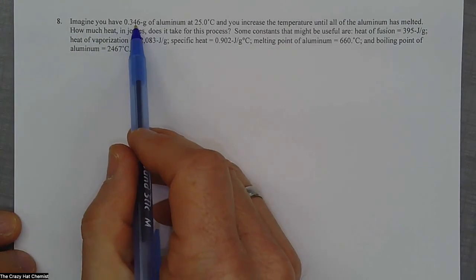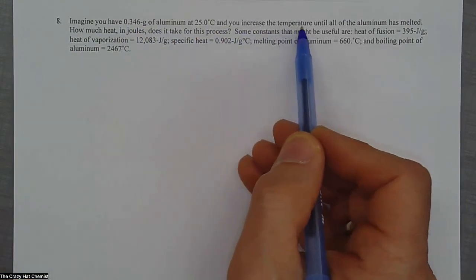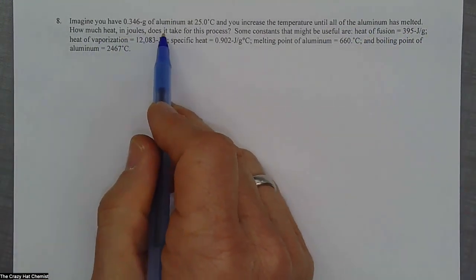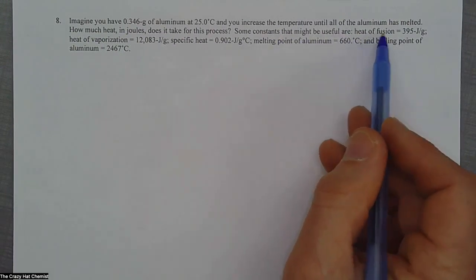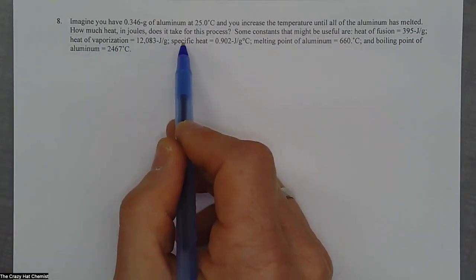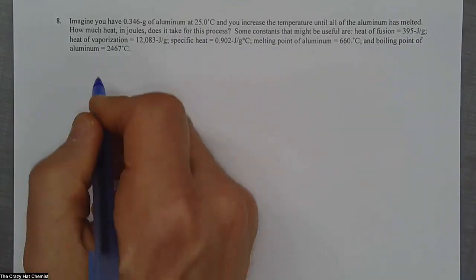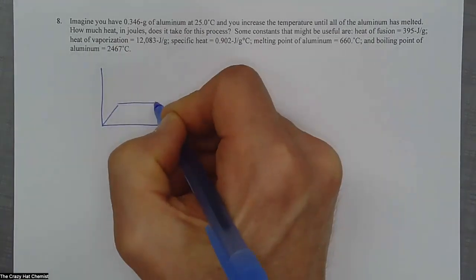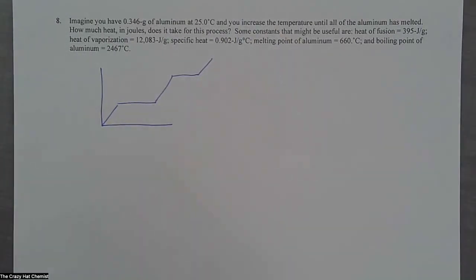Imagine you have 0.346 grams of aluminum at 25 degrees Celsius, and you increase the temperature until all the aluminum has melted. How much heat in joules does it take for this process? Some constants that might be useful are heat of fusion, heat of vaporization, specific heat, melting point of aluminum, and boiling point of aluminum. So this is very similar to the first couple of problems, like 1, 2, 3, that we had done earlier today on this worksheet.